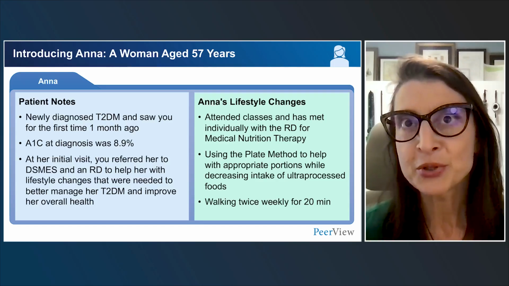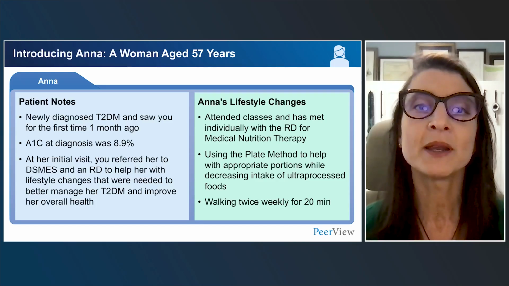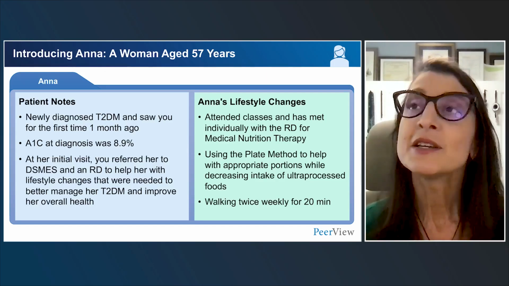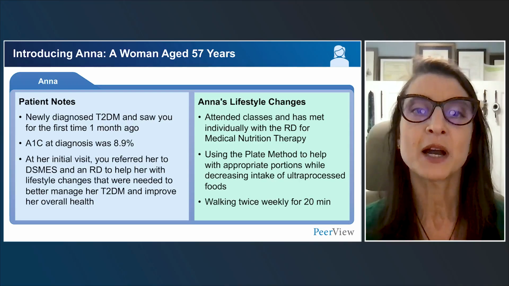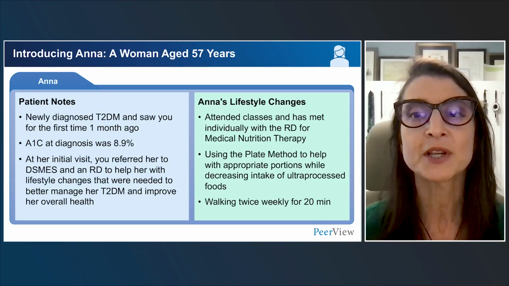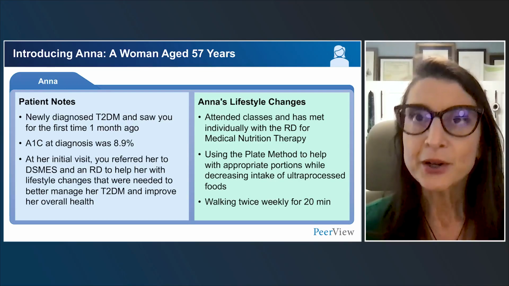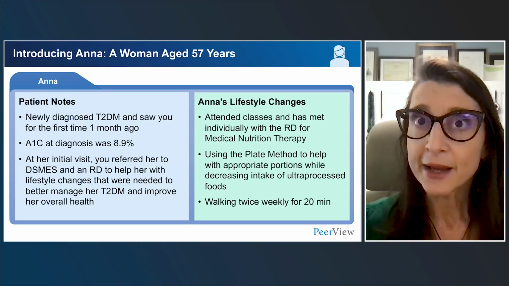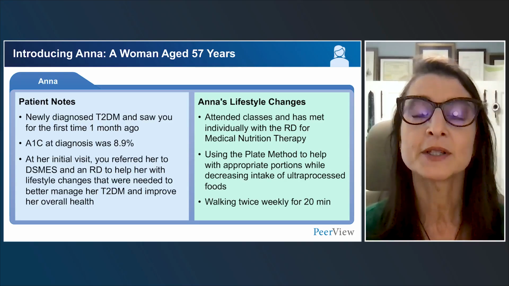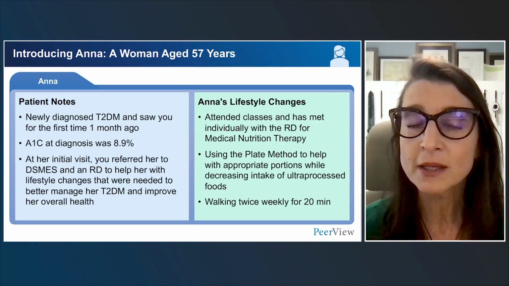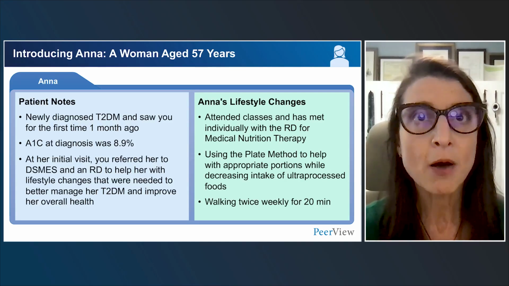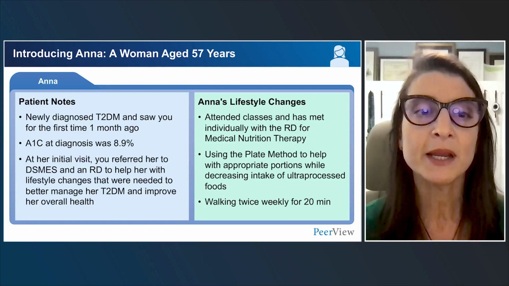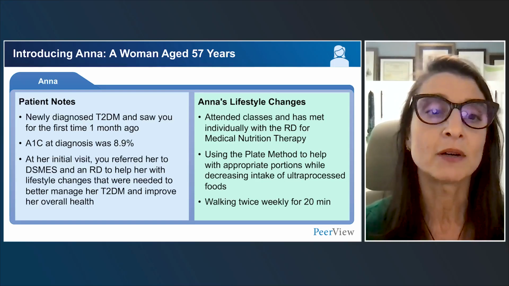So let's first introduce a case. This is a woman who is 57 years old, and her name is Anna. She is newly diagnosed with type 2 diabetes, and you saw her for the first time about a month ago. At her diagnosis, her A1C was 8.9%. At her initial visit, you referred her to diabetes education as well as a registered dietitian to help her with the lifestyle changes that were needed to better manage her diabetes as well as improve her overall health.